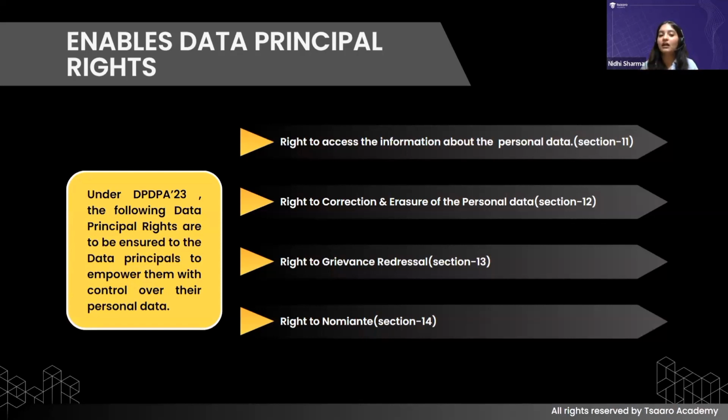And the last right, that is right to nominate. This is something very different, and this is something that we've not seen in GDPR. But let's say, for example, you have a nominee for your bank account. So similarly, there would be a person whom the data principal would nominate on their behalf to manage their consent and the processing of their personal data if there is a mishap or a disability or they are no more. So on their behalf, they would manage all the processing of the personal data.